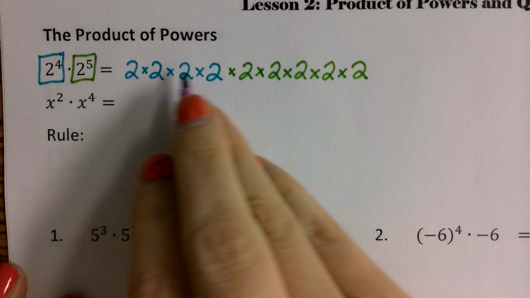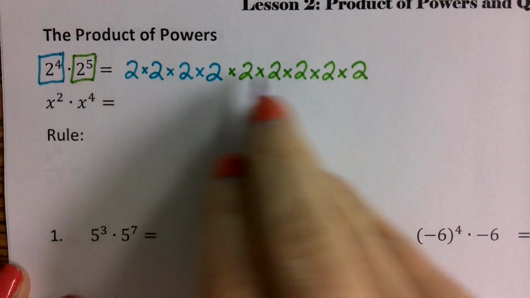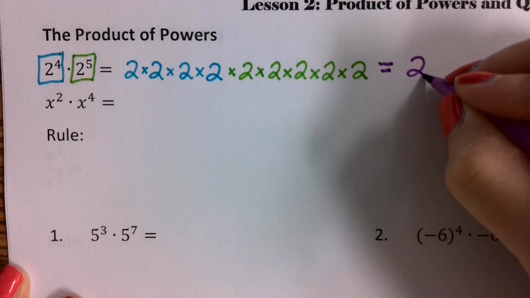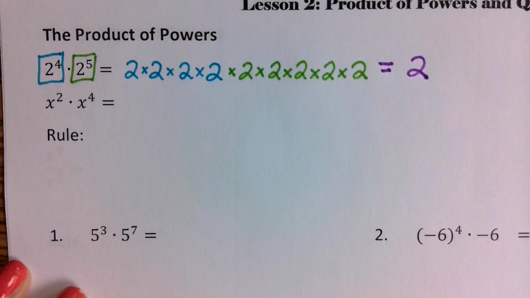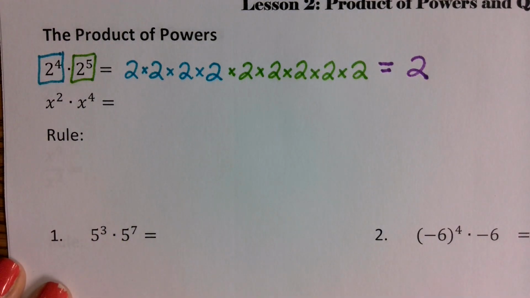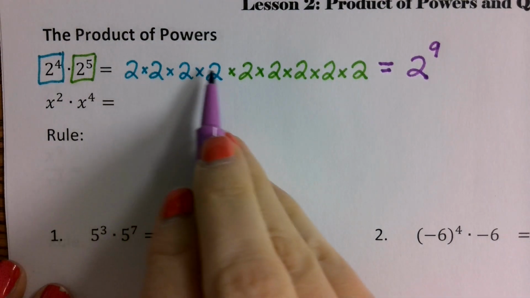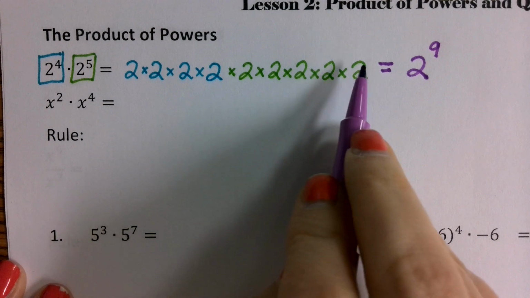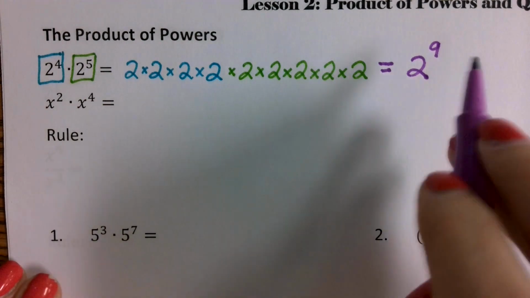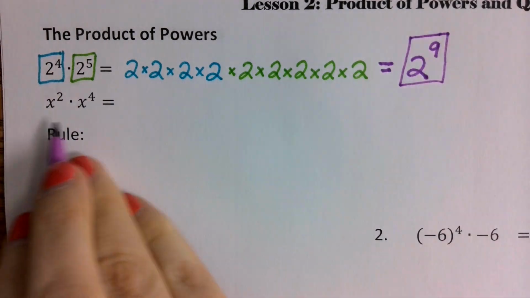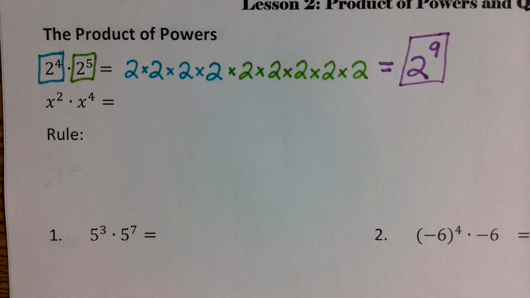If I wanted to go ahead and rewrite this answer into exponential form, the base would be 2, and what would the exponent become? 9, right? If we count these together, we've got 1, 2, 3, 4, 5, 6, 7, 8, 9 of these values here. So this would become 2 to the 9th. This is the only time I'm going to show you with a variable, because I just don't want you guys getting confused. It's the same thing.